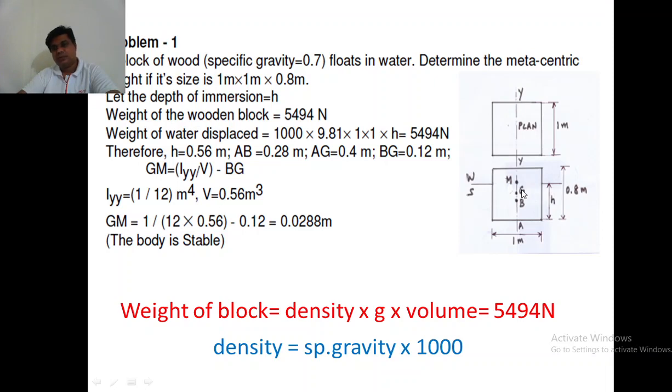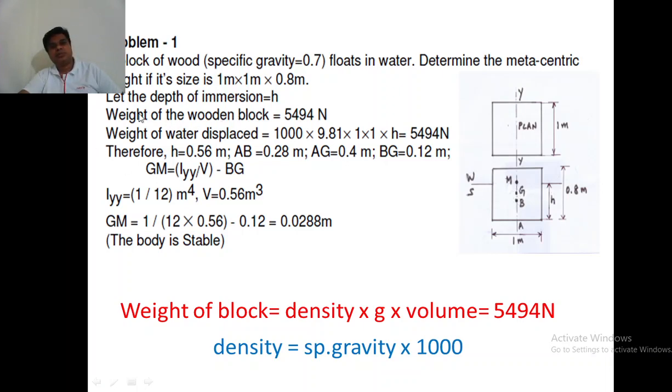This wood piece is floating in the water, and the cross section is 1 meter by 0.8 meter. This is the top view, this is the front view. This is the water surface, and this much depth is in the liquid. Obviously we have the center of buoyancy here, the center of gravity will be half of this 0.8 since it is a rectangular cross section, and above this will be the metacenter. So we have to find the distance MG.